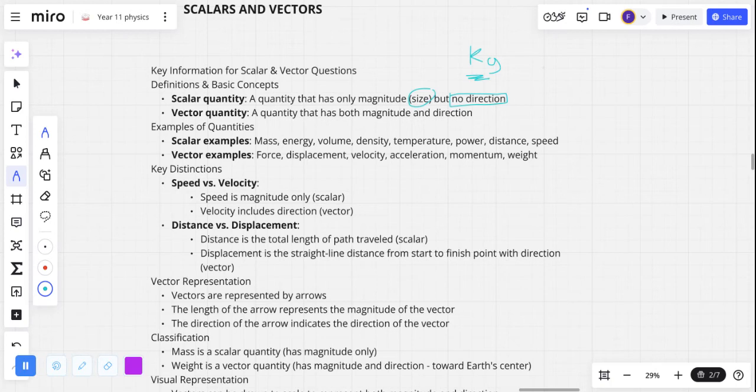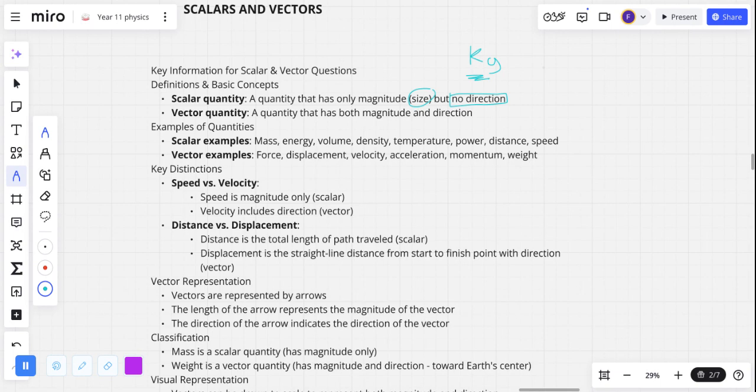So when we talk about speed, we can say speed is how fast you're going. However, it doesn't tell me which direction. You could be going to my left, you could be going to my right. So the difference between speed and velocity is velocity tells you which direction as well as speed.